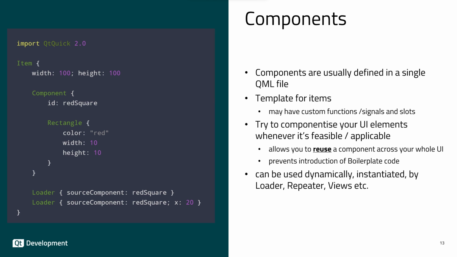In this example, a component with the ID redSquare is created, which consists of a 10 by 10 pixel rectangle colored in red. These components, defined in a separate QML file or inside another item or context like in the example, can then be used or instantiated dynamically by other means, like a loader, repeater, or view items. We will have a look at all those elements a little bit later. In our example, two instances of the redSquare component are being created by using a loader, where the x-coordinate of the second instance is set to 20 for an offset in order to display both rectangles side by side.